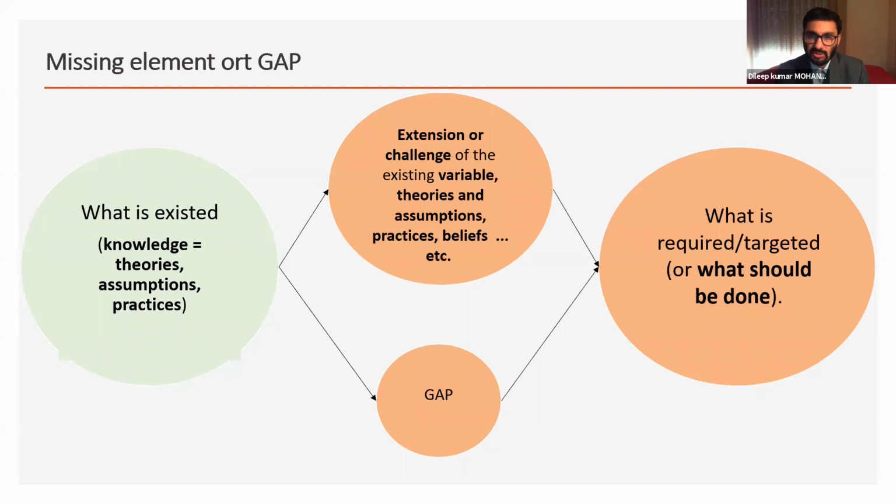Is it subjective reality or objective reality? How can I measure it or can I observe it? Is it intangible? Is it tangible? These kinds of questions exactly come up. So what has existed? It's a journey. The research gap is a journey from what has existed to what is required.